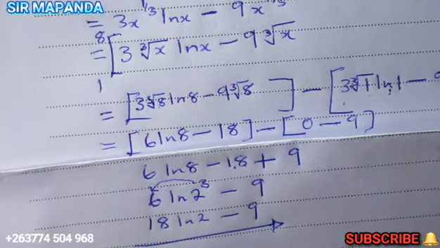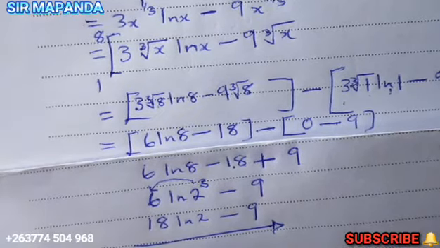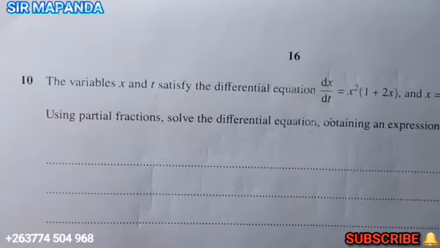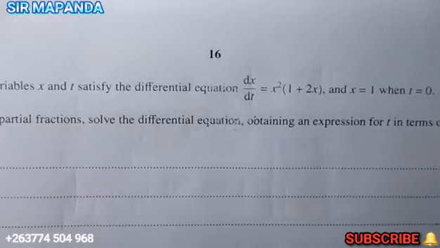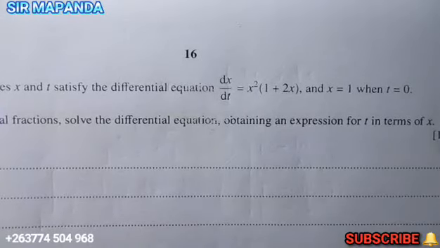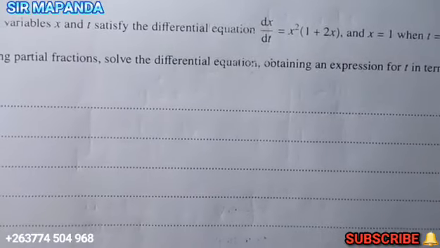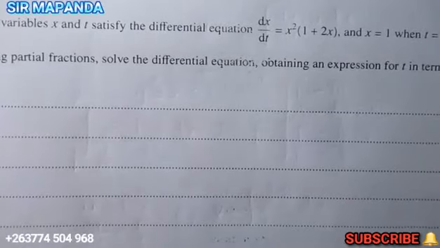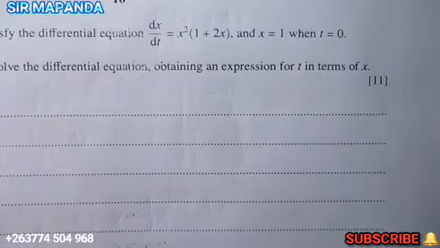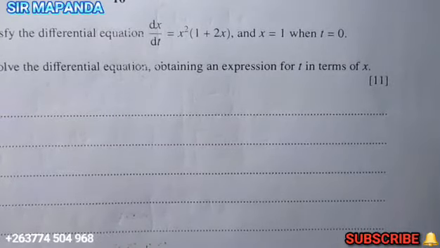So I want you to stay focused as we move on to the last question of the paper. The variable x and t satisfy the differential equation dx over dt is equal to x squared open bracket 1 plus 2x, and x is equal to 1 when t is equal to 0. Using partial fractions, solve the differential equation, obtaining an expression for t in terms of x, meaning to say that we would like to make t the subject of the formula after solving the DE, right?